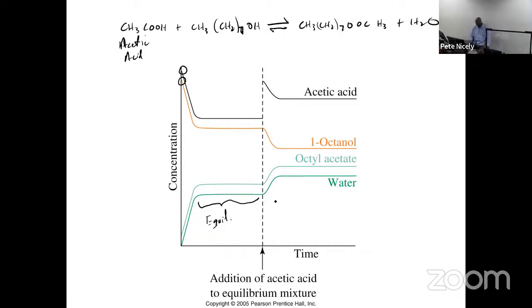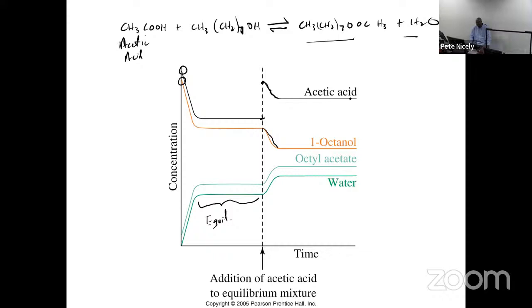Then all of a sudden, somebody decided to add acetic acid. So the concentration of the acetic acid jumps from here to here. What that means is that the system is no longer at equilibrium, right? Now, according to Le Chatelier's principle, the system will oppose the change that you made. So this person decided to increase the concentration of the acetic acid, so the system will decrease the concentration of acetic acid. But when it does that, the concentration of 1-octanol will decrease as well, and the concentration of octyl acetate and water will increase because they are the products.